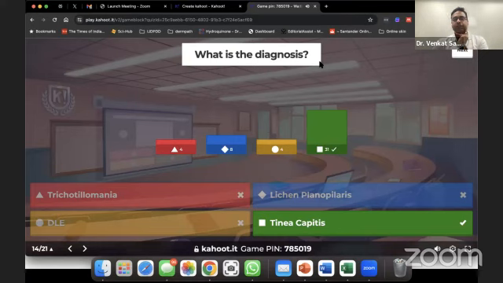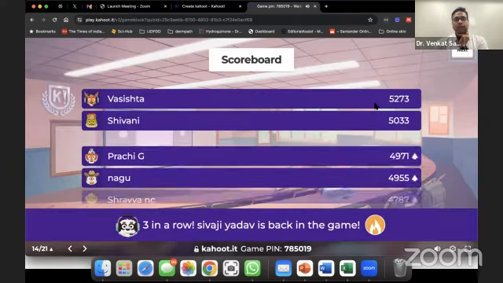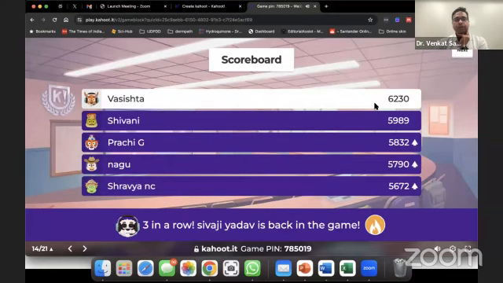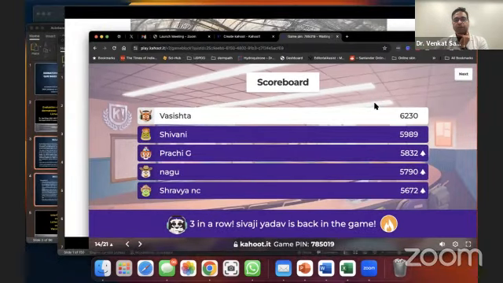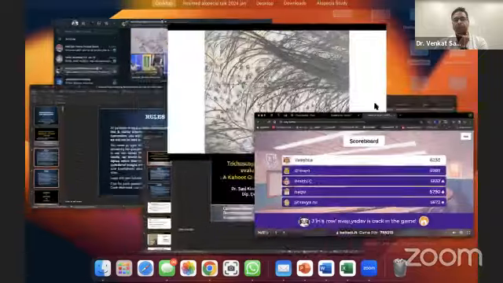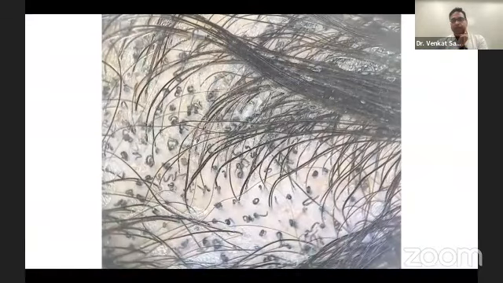Excellent. The diagnosis is indeed tinea capitis. Well done. Most of you have got it right. So Vashishta, Shivani, Prachi, Nagwa, and then Shravya. Shivaji Yadav is back in the game with 3 in a row.